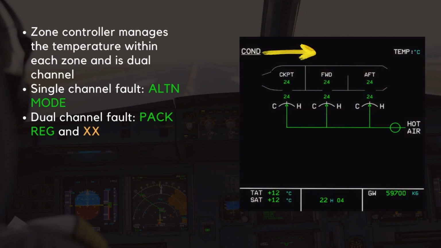At the top of the conditioning SD page lies the zone controller indication. The zone controller is in charge of managing the temperatures within each aircraft zone and is dual channel. When the zone controller is operating within its normal range, the indication is hidden. If there is a primary channel zone controller fault, an alternate mode indication in green appears. A dual channel failure produces a pack regulator indication in green. In addition to this, two amber crosses will be shown for the trim system and zone temperatures.